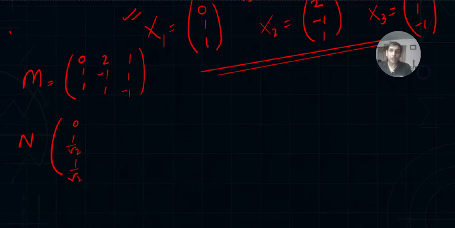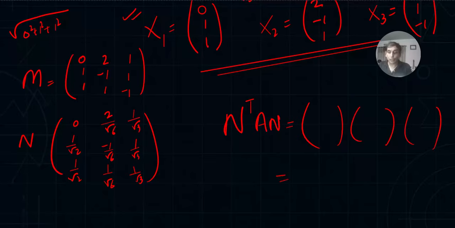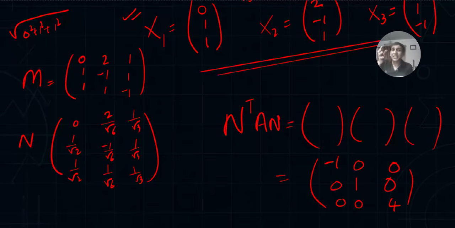How did I get root 2? Root under 0 square plus 1 square plus 1 square. So 2 divided by, come on, 4 plus 1 plus 1, root 6, minus 1 by root 6, 1 by root 6. 1 by root 3, 1 by root 3, 1 by root 3. See? And all you have to do is you write N transpose AN, take a calculator, try it, and if you do not get minus 1, 0, 0, 0, 1, 0, 0, 0, 4, something is wrong.